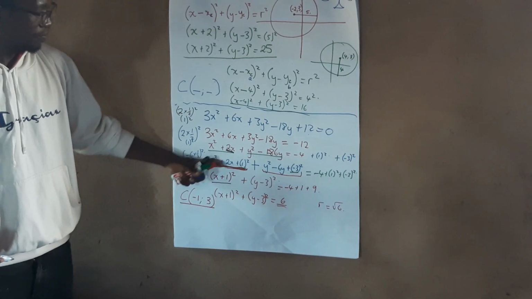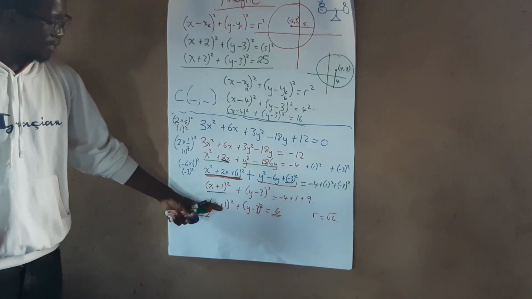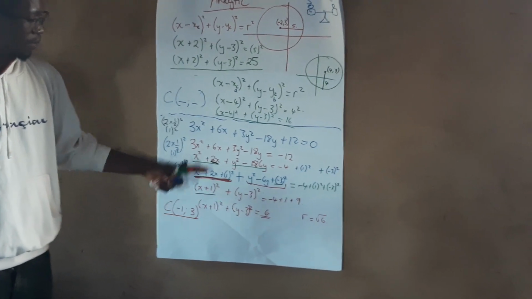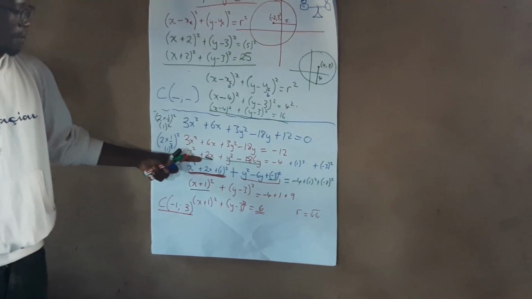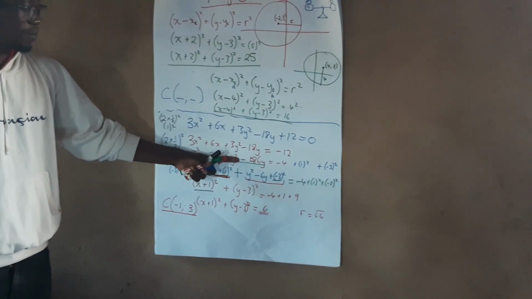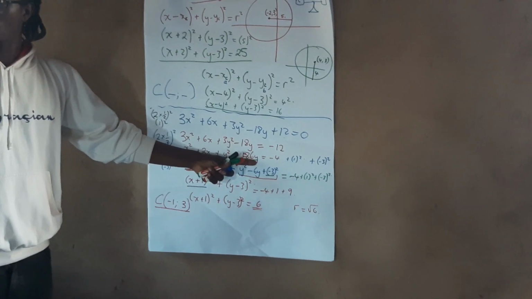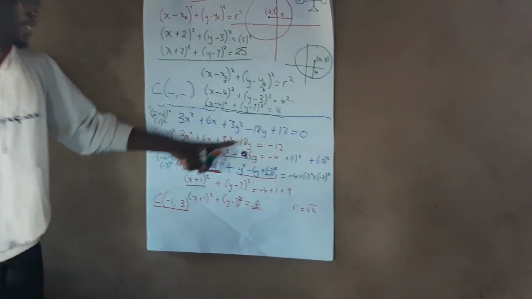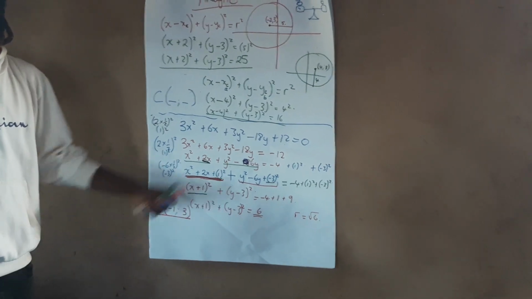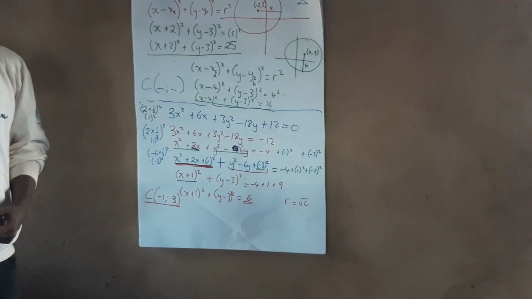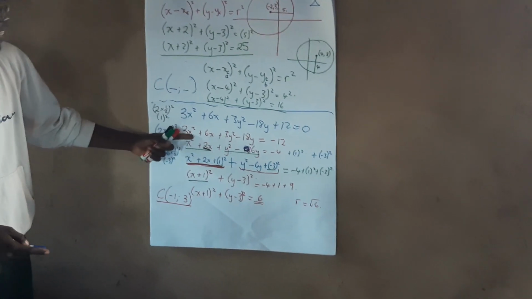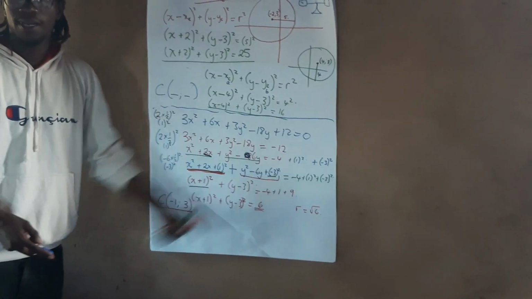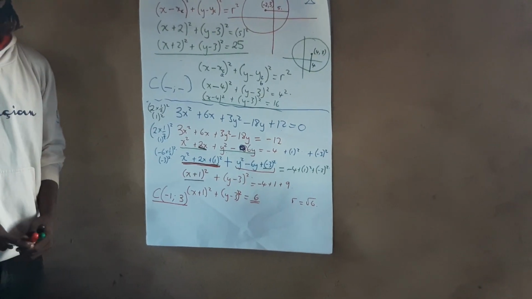This one, this one, x squared plus 3x plus y squared minus 6y. No, it was a mistake. We divided by 3 throughout. So from this, we divided throughout by 3, because it is a common factor.